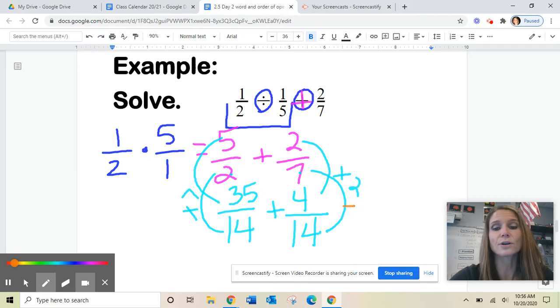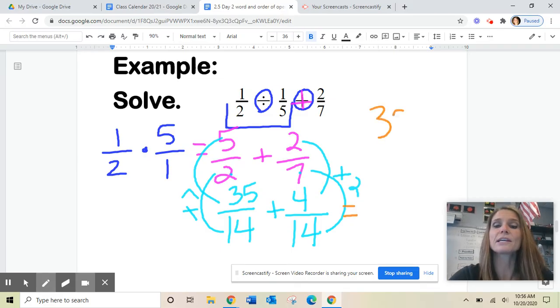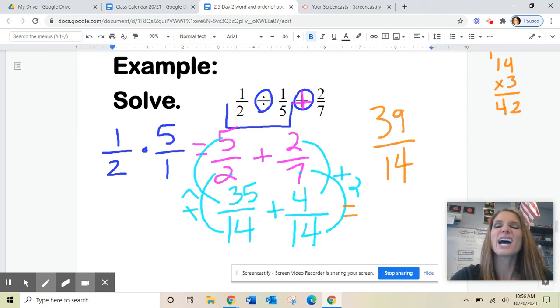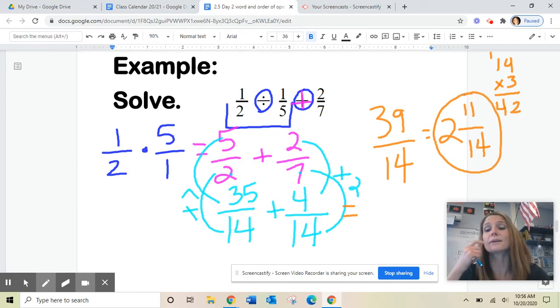35/14 plus 4/14 gives me 39/14. This can't be my final answer yet because it's improper. So how many 14s go into 39? And if I do 3 groups of 14, I see that's too big. It's 42. So I know it can only be 2 groups. 2 groups of 14 is 28, leaving me with 11 extras. And my denominator stays the same. So I end up with 2 and 11/14 as my final answer.